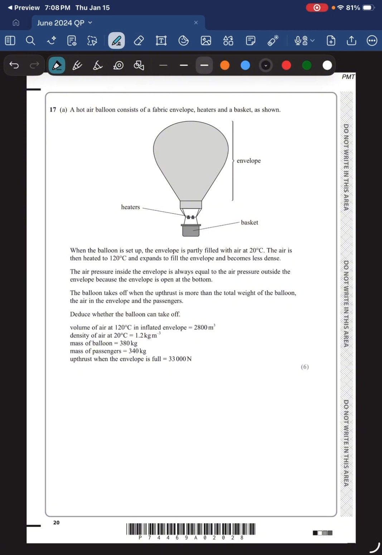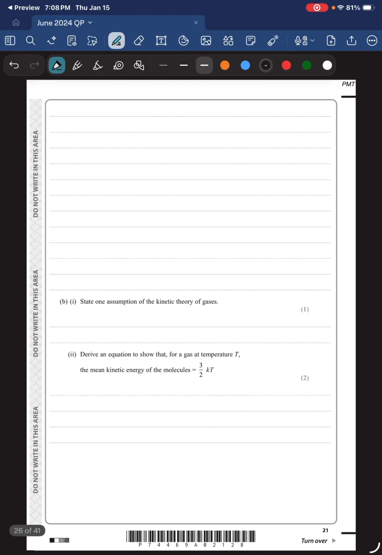They give you the volume of air at 120 degrees Celsius. They give you the density of air at 20 degrees Celsius, the mass of the balloon, the mass of the passengers, and the upthrust. Okay, so what are we missing here? We are missing the initial volume of air. So we have to use that to find the weight of the air at 20 degrees, right? So first of all, let's start with that observation.